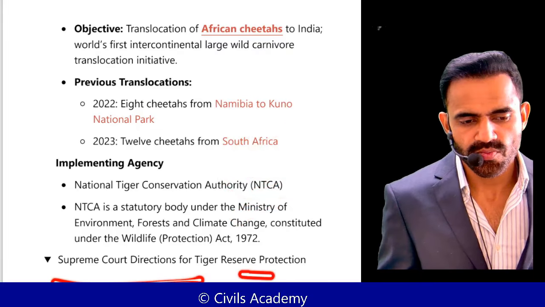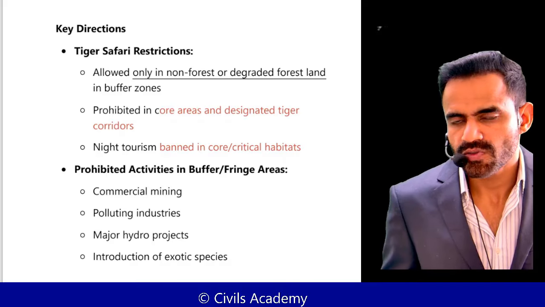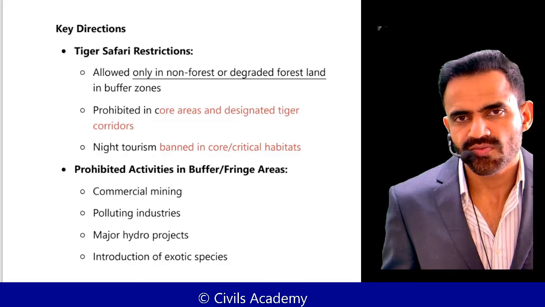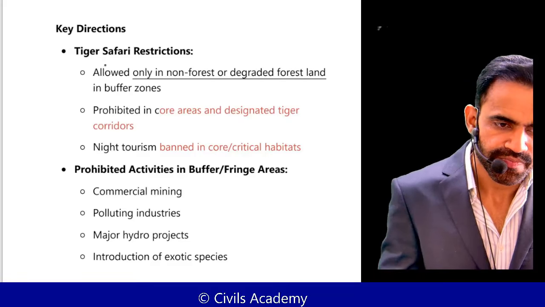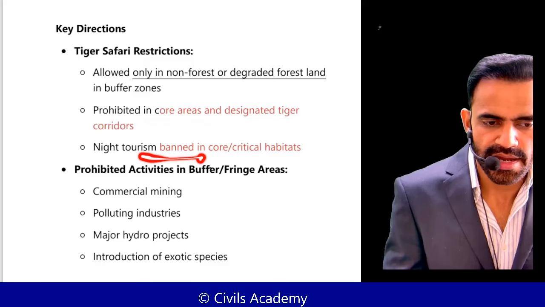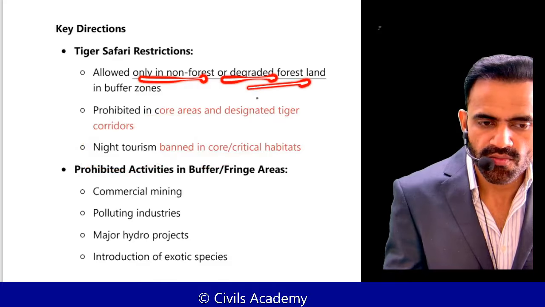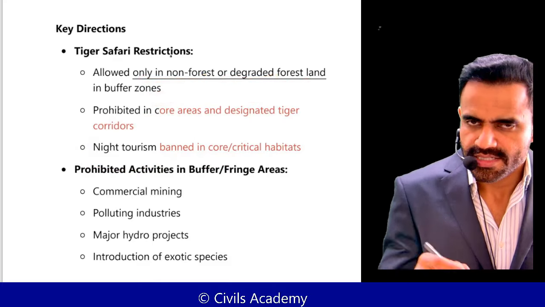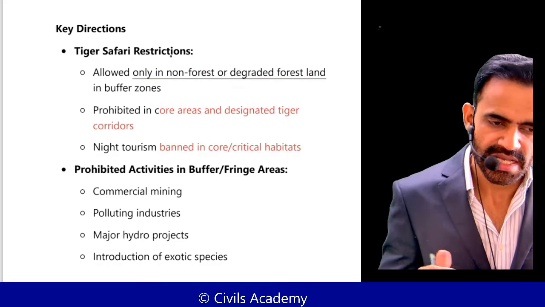Next is the Supreme Court direction for Tiger Reserve protection. Again, just remember or try to understand it logically. If the Supreme Court has given direction, what will be the crux of those directions? That protect the core area, do not try to encroach on the core area. That's it. Tiger safari restrictions: they are prohibited in the core area, and they are prohibited at night in the core areas. They are allowed only in non-forest or degraded forest land in the buffer zone. Some activities are allowed in the buffer zone, but in the core area we have to keep it intact. That's it. Rest everything is quite common.